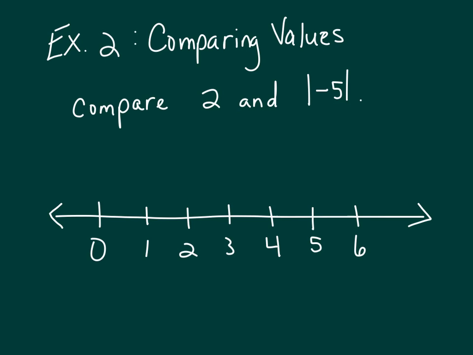For example 2, we're going to be comparing values, and the key here is that values might not just be the numbers themselves. So when we compare 2 and the absolute value of -5, we're going to take a look at them on a number line, again, just till we get the hang of it. And 2 is literally just 2 on the number line here, because there's no absolute value sign or anything like that. But then over here, it's the absolute value of -5.